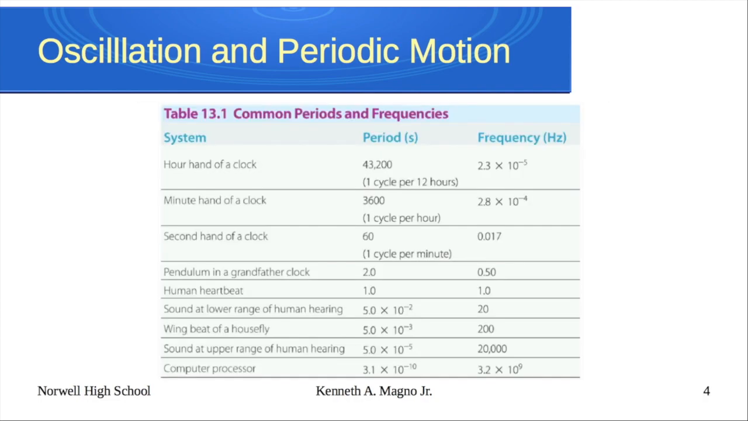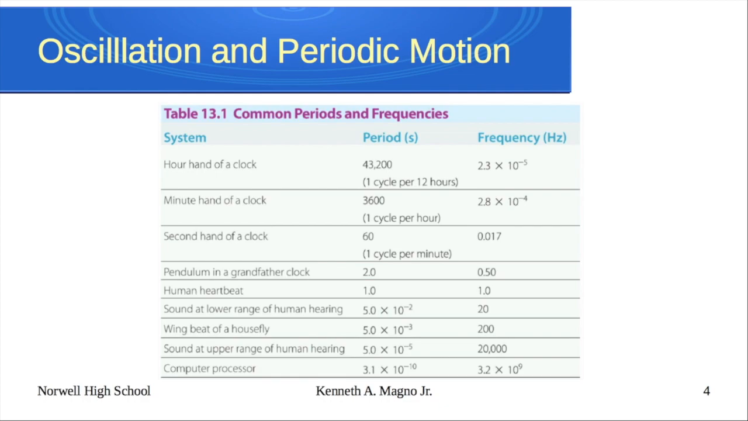Some common examples. If I look at the hour hand on a clock, it takes 43,200 seconds to go around once in that 12-hour cycle. Now its frequency would be the inverse of that, so that would be 2.3 times 10 to the negative 5. Something else, let's say the second hand on the clock. A second hand goes around in 60 seconds for one cycle. That's its period, 60 seconds. Whereas the frequency would be the inverse of that, 1 over 60, or 0.017 hertz.